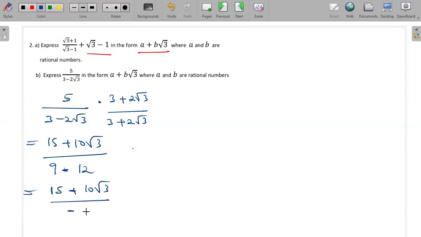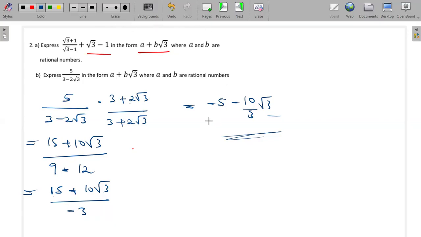And then you have negative 3 below. Divide by the negative 3 and you're going to have negative 5 there, then minus 10 over 3 root 3. So you have your root 3 there, and you have negative 10 over 3 and the negative 5 as the rational numbers. Unless there's any question, that's how we do this one. Move on to the next one.